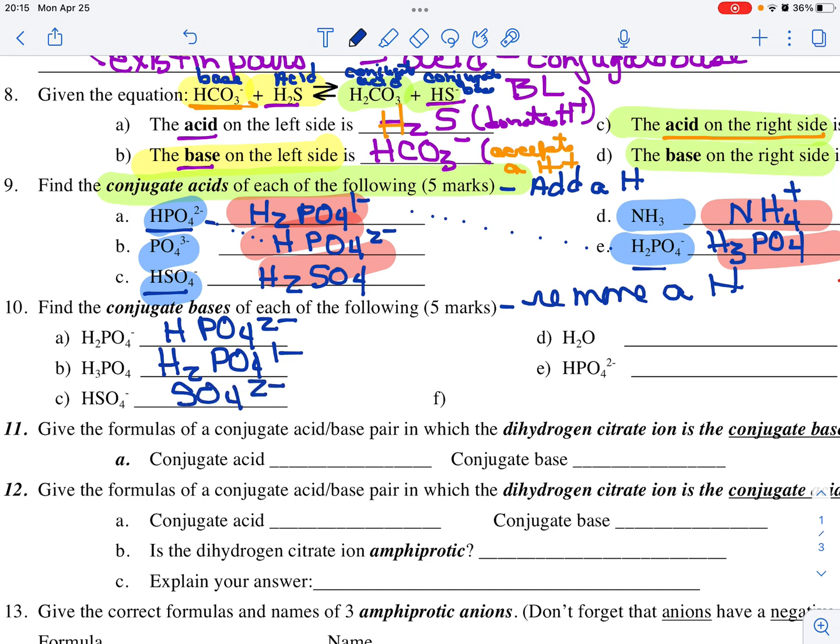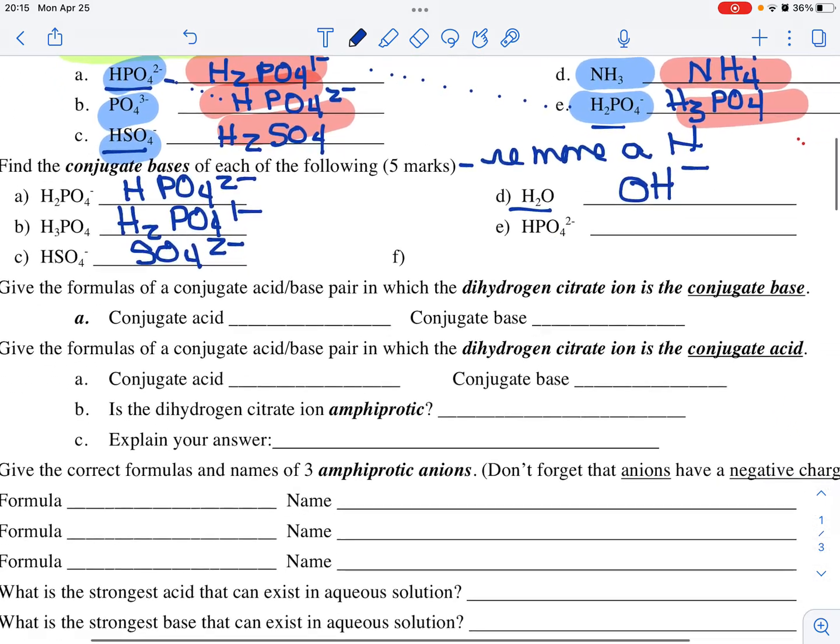I'm not doing these other two for you. Oh, I suppose I better do this one. If I remove a hydrogen here, this becomes OH minus. I'm not going to do that last one.